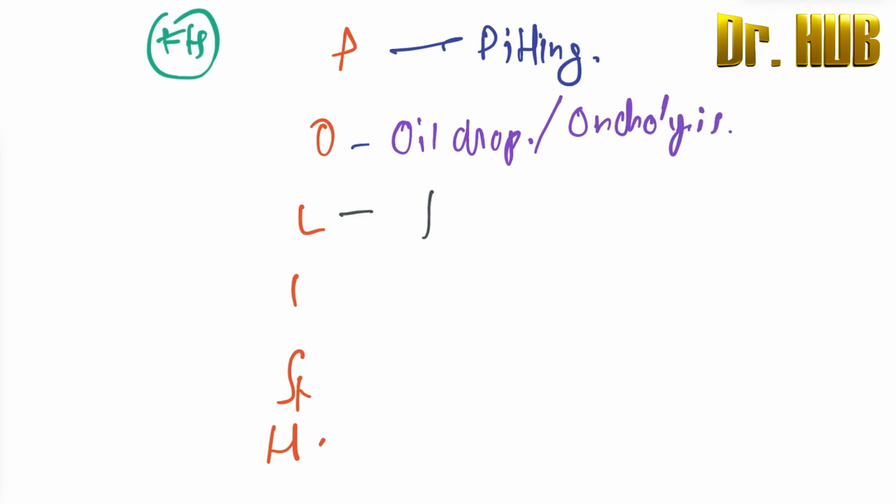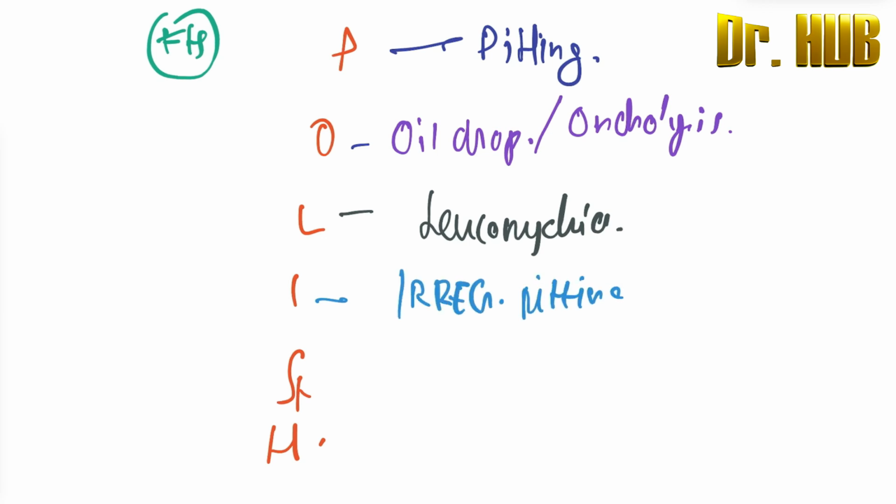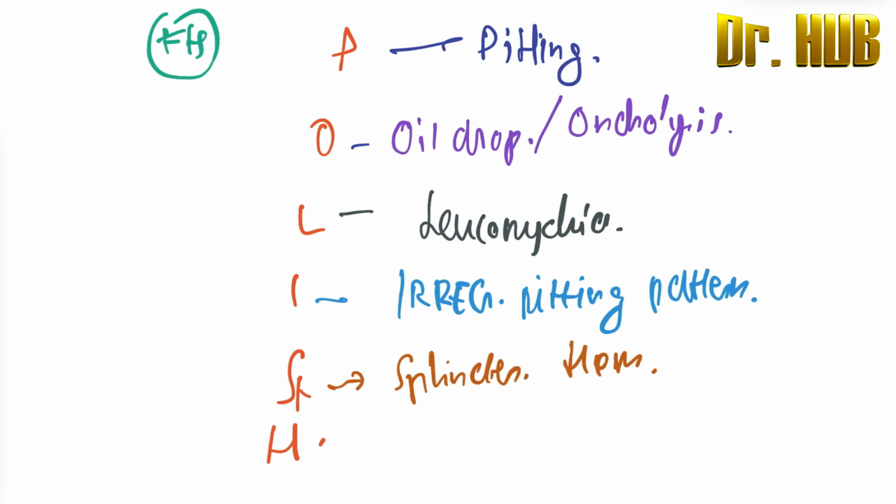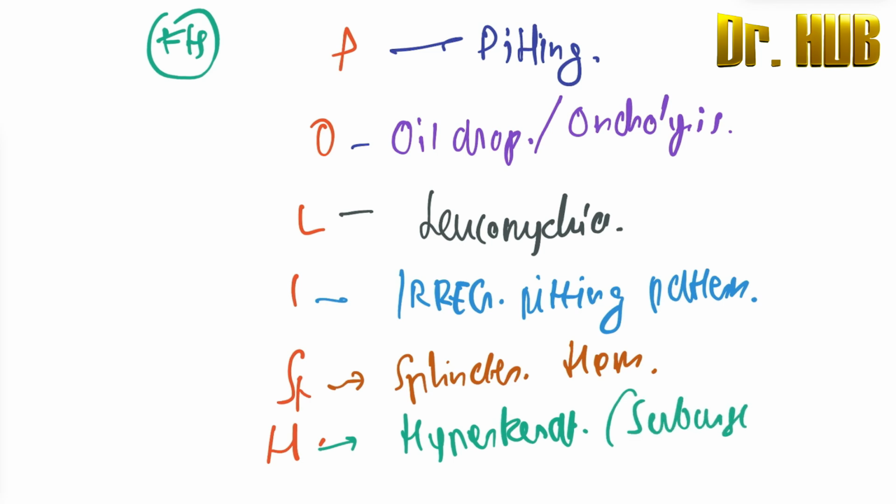Next we look at L. L stands for leukonychia. Then comes I. I means irregular pitting pattern. Then S is for splinter hemorrhage. Then comes H. H is for hyperkeratosis, which is subungual.